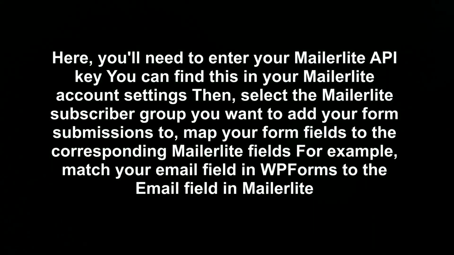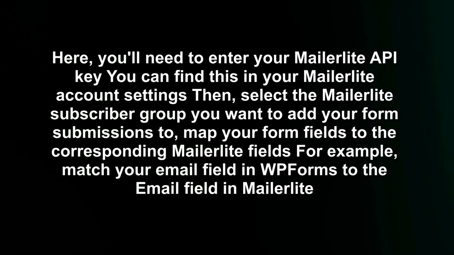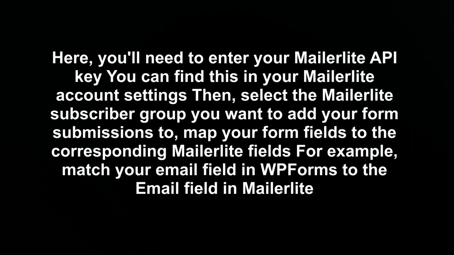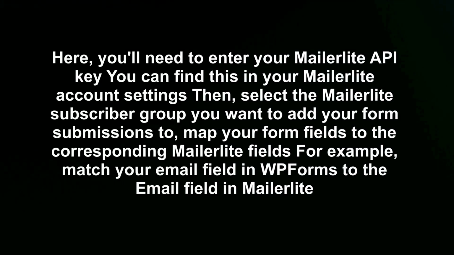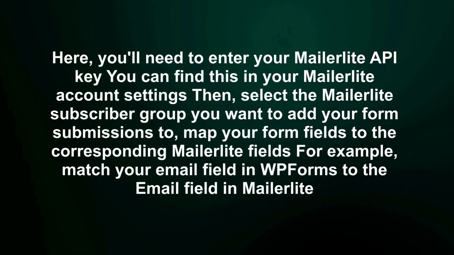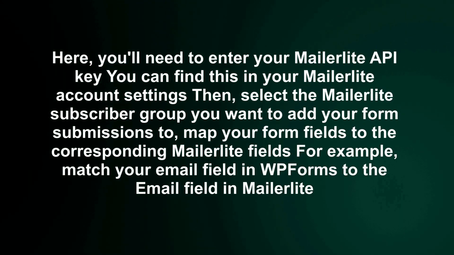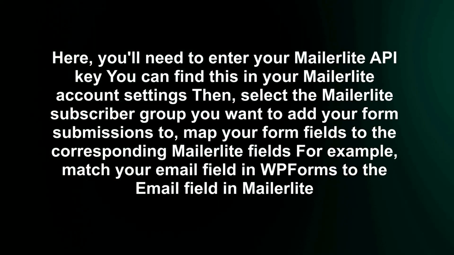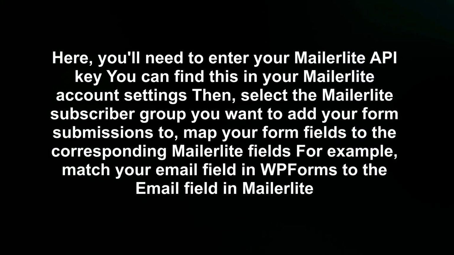Here, you'll need to enter your MailerLite API key. You can find this in your MailerLite account settings. Then, select the MailerLite subscriber group you want to add your form submissions to. Map your form fields to the corresponding MailerLite fields. For example, match your email field in WPForms to the email field in MailerLite.